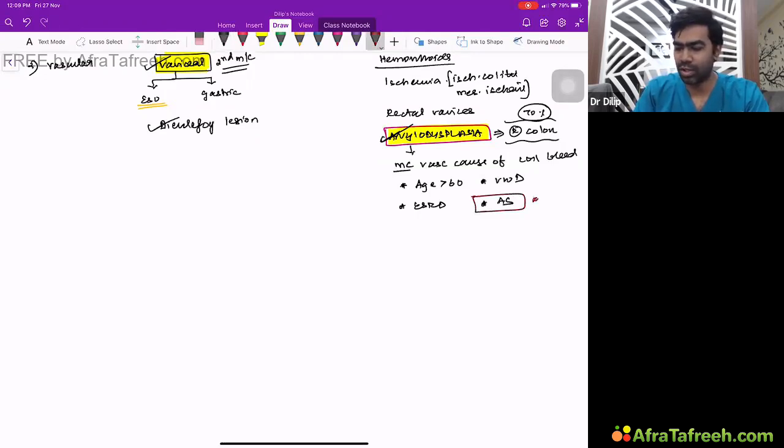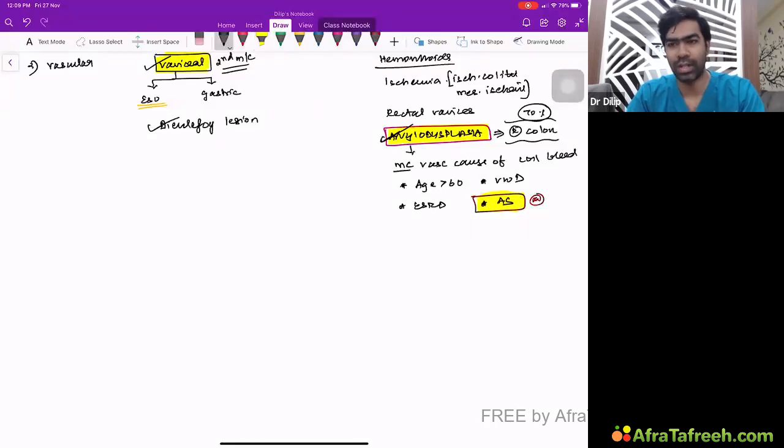But in exams, usually your question will be based on aortic stenosis. A patient who's having aortic stenosis developing a lower gastrointestinal bleed. So what do you really suspect? Answer is angiodysplasia. Very common question in exam.